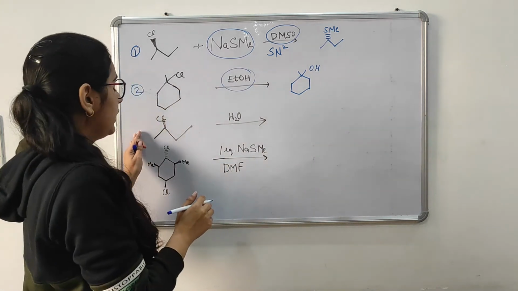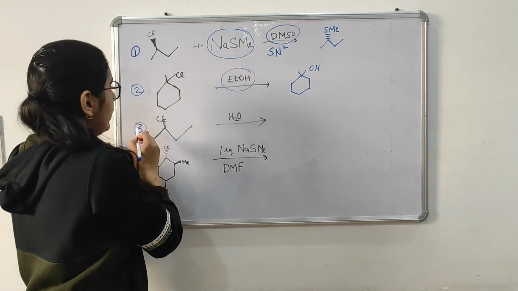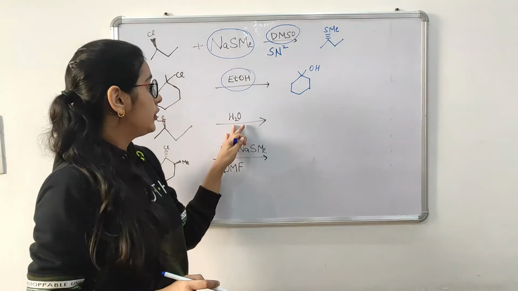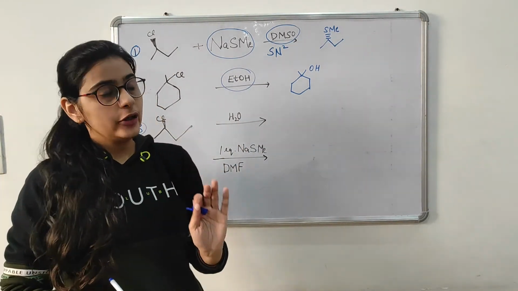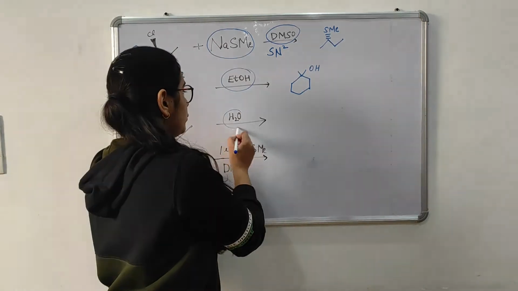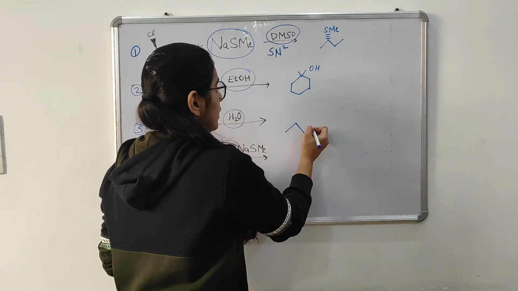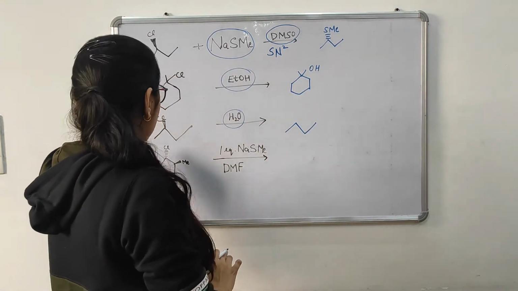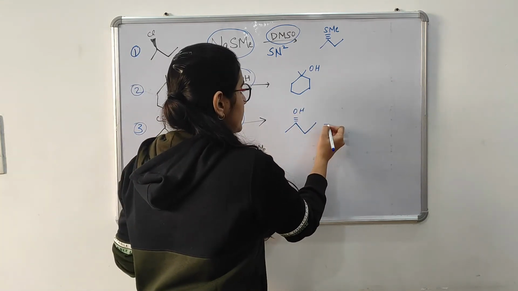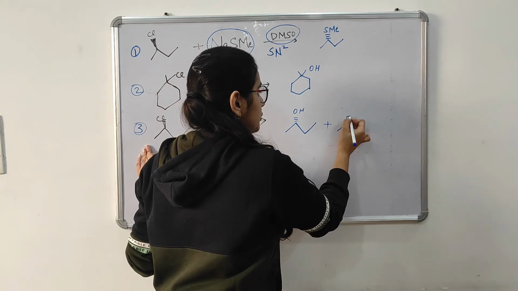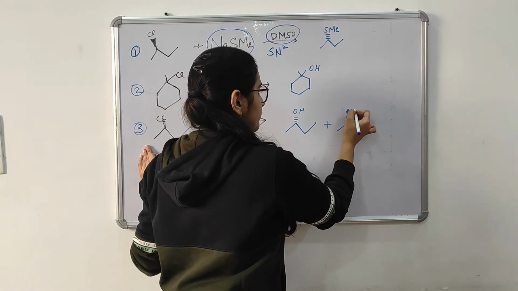In the third example again, we do not have any nucleophile, we only have a solvent, H2O. So this will be an SN1 reaction, and OH will attack from both the sides. So here we will get 2 products.